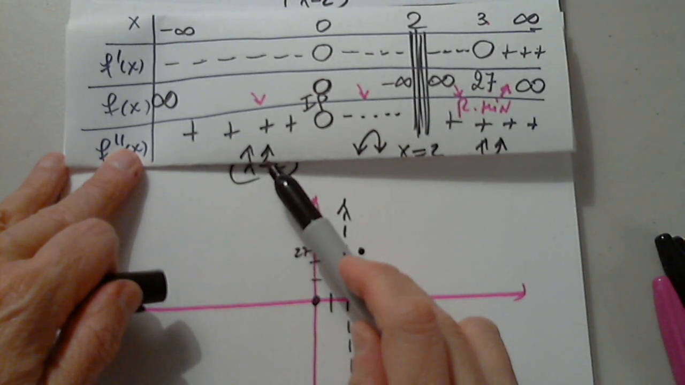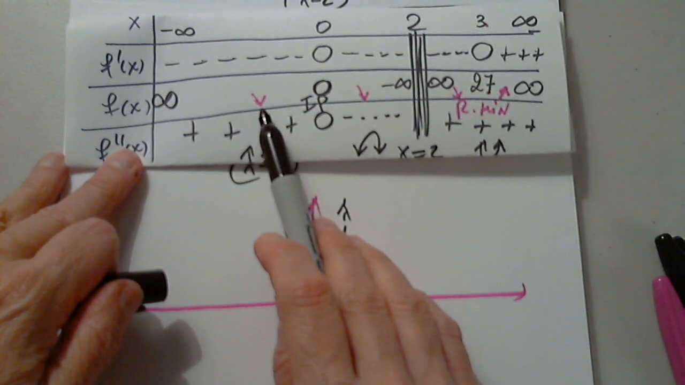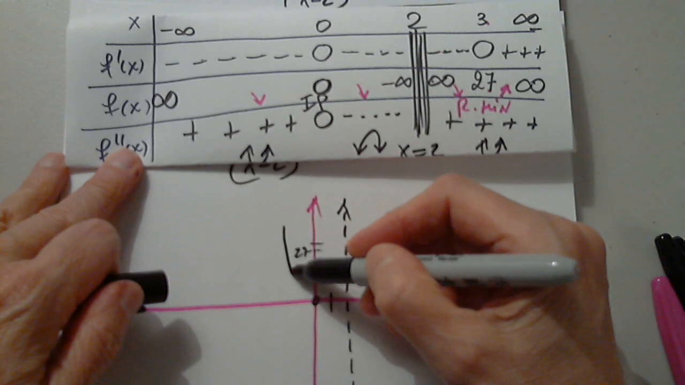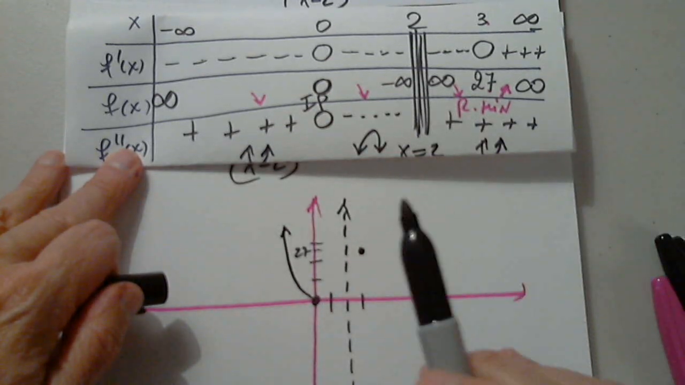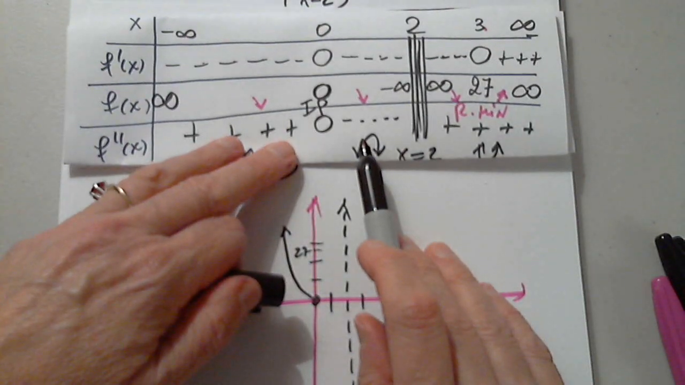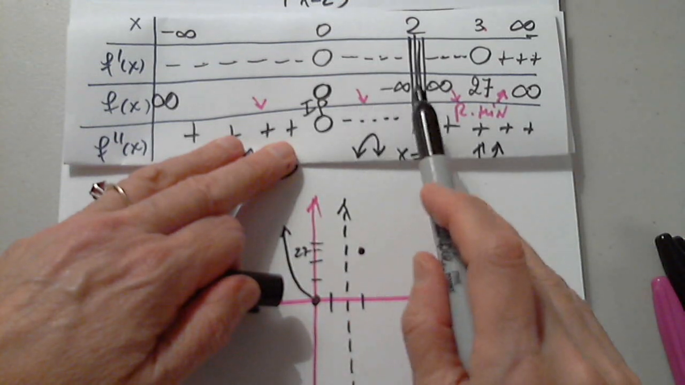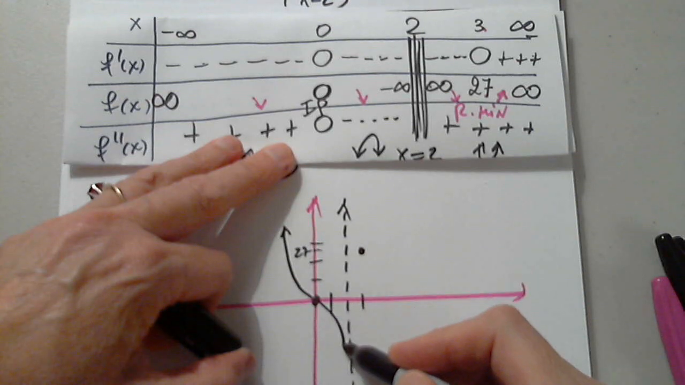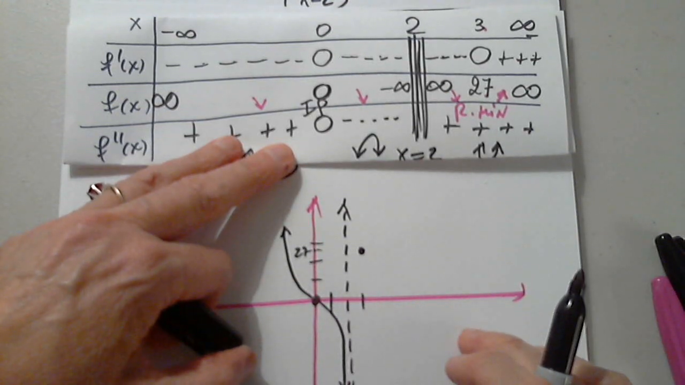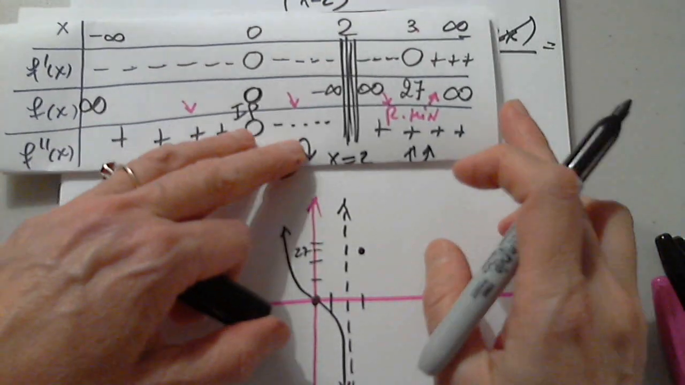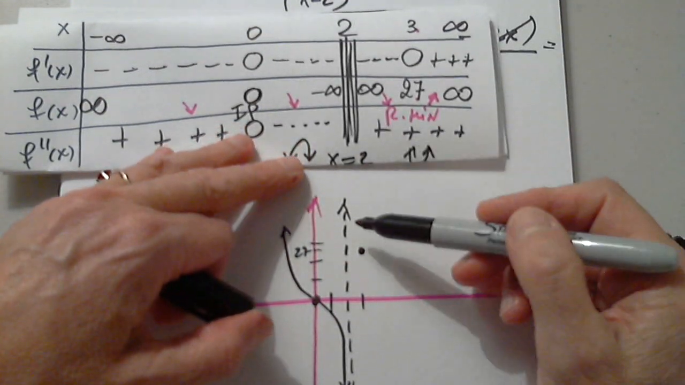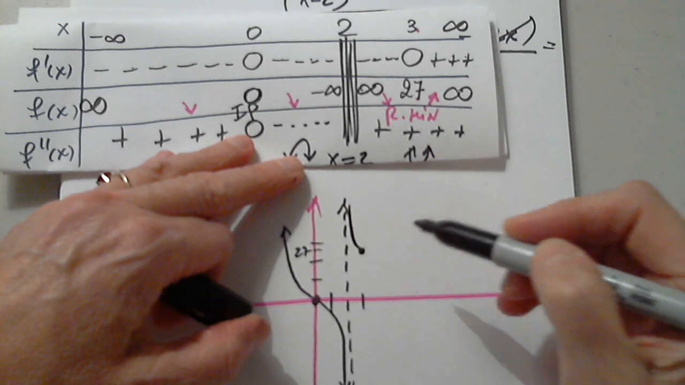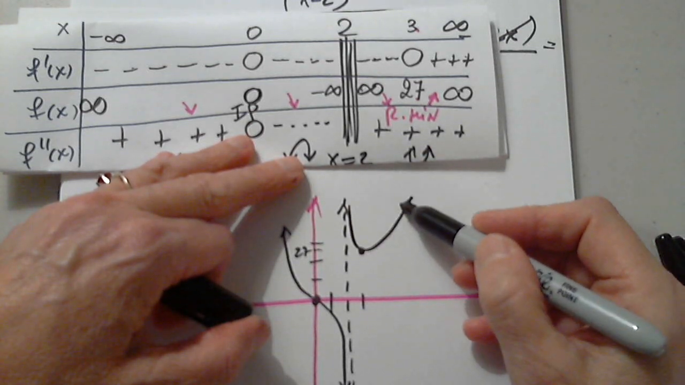The function opens up, decreasing from infinity to the inflection point. It changes concavity, decreases towards negative infinity on the left-hand side of the vertical asymptote. On the right-hand side, it's coming from positive infinity. It reaches a relative minimum, and then it goes to infinity.